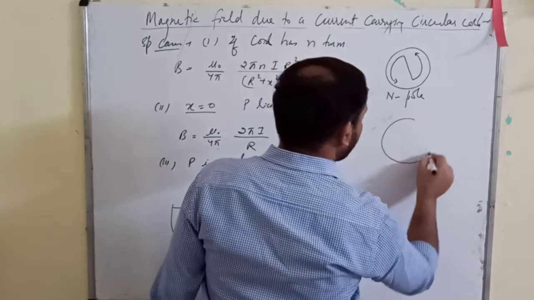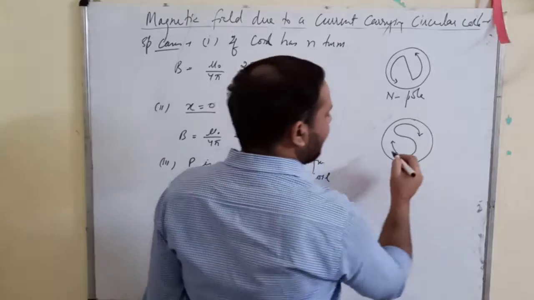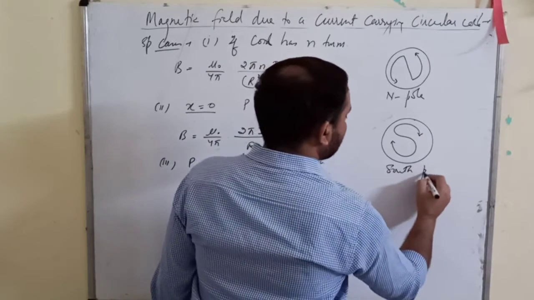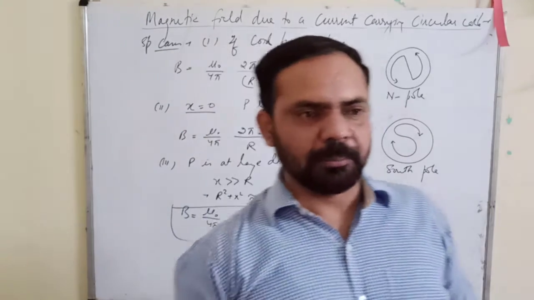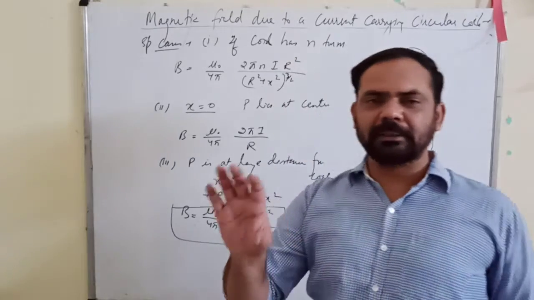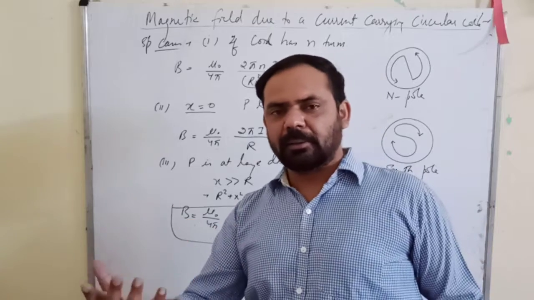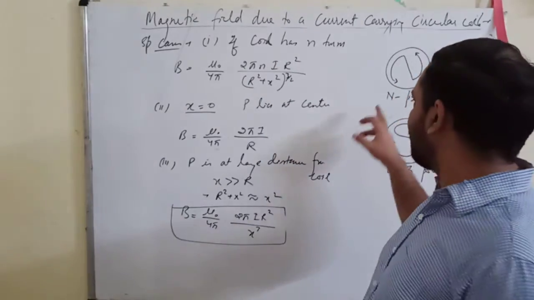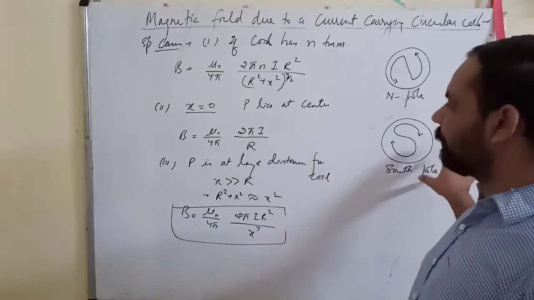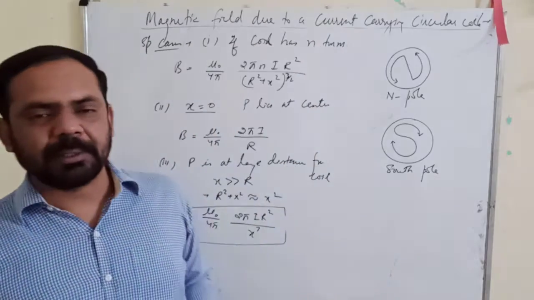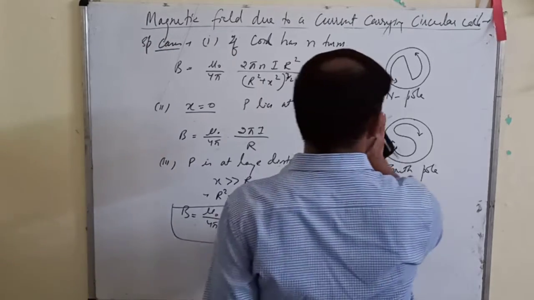And if the current is flowing through a coil in clockwise direction, then it will behave as the south pole. So if you look at the coil and the current is in anti-clockwise direction, then you will consider that end of the coil as north pole. And if it is following the clockwise direction, then the end of the coil must be considered as the south pole.